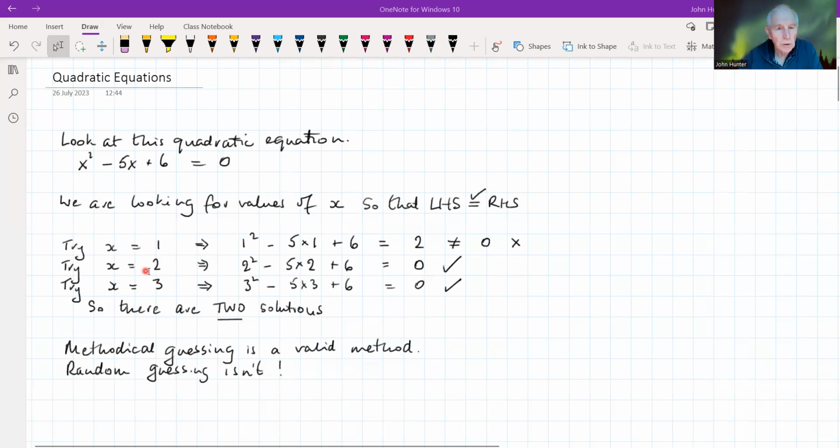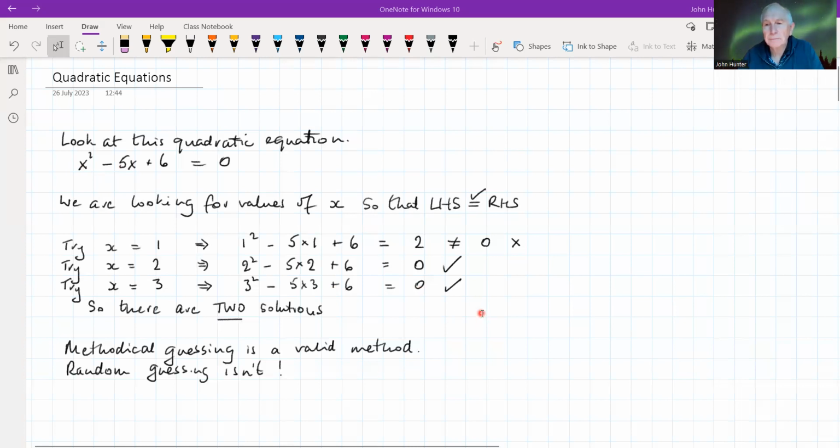What about x equals 2? 2 squared minus 5 times 2 plus 6. Here we go: 4 minus 10 plus 6 equals 0. So, yes, this works. This is a solution. x equals 2 is a solution. That's good. Hang on, try x equals 3, and we're going to get 3 squared minus 5 times 3 plus 6. That is also equal to 0.